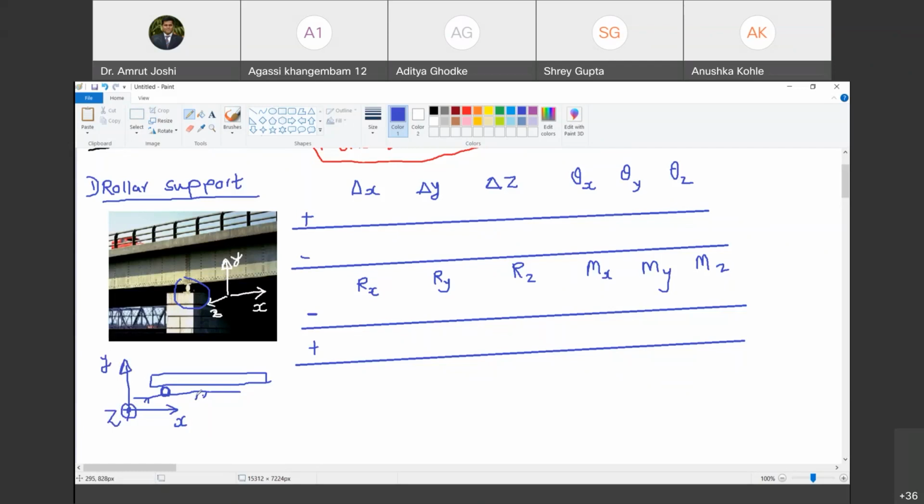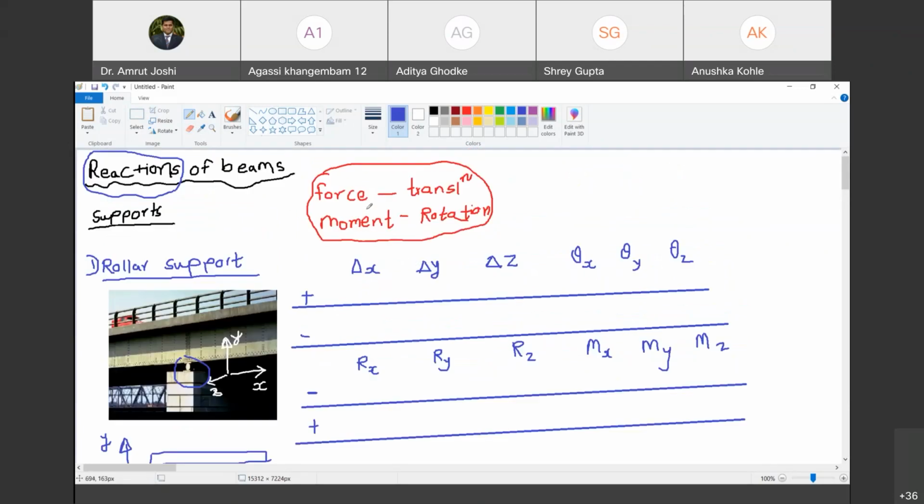Now, we also have to keep in mind that wherever you see the possibility of translation, force must be existing. Force is responsible for a translation. And wherever you see the possibility of rotation, moment must be present, because moment is responsible for rotation. Moment of a force or moment of a couple of forces. So translation is a consequence of force, and rotation is a consequence of moment. These are cause and effect pairs.